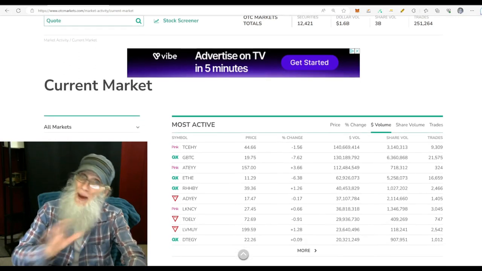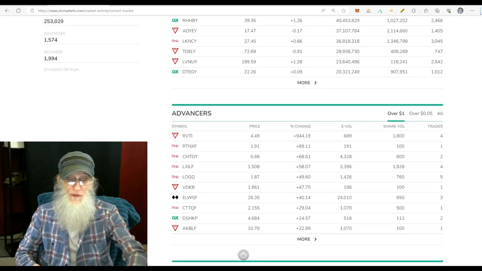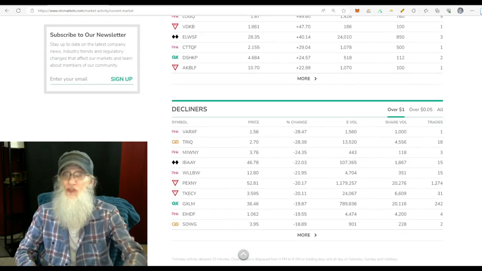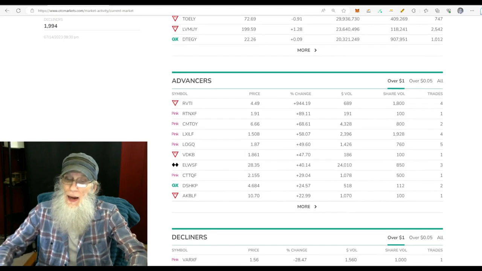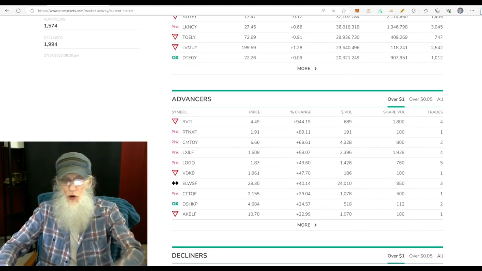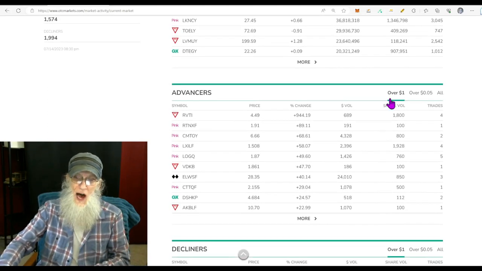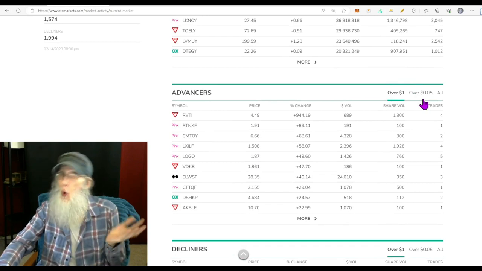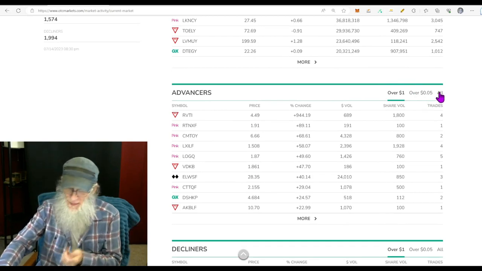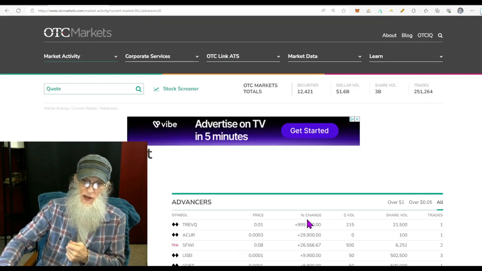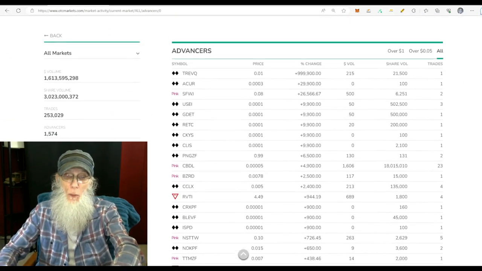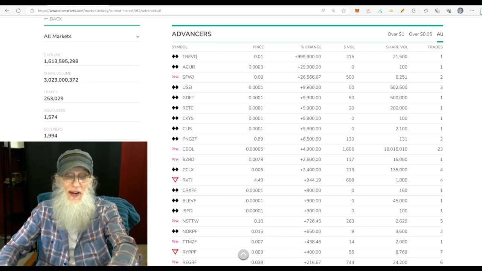Now they show us the best and the worst. We've got our advancers in the center and our losers at the bottom. Of course, we want the advancers, the winners. Now you can sort these out if you want to. You can look at stocks just over a dollar, just over a nickel, or you can look at every stock they got. That's what we're going to do. So click all, then expand your page by clicking more, and voila, they give you the whole page. They dedicate it just to our gainers.